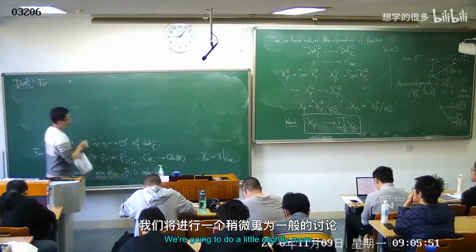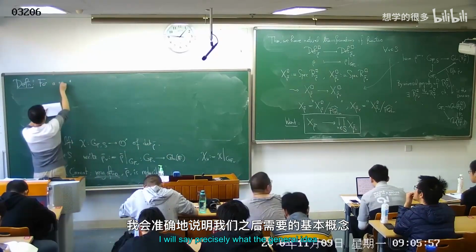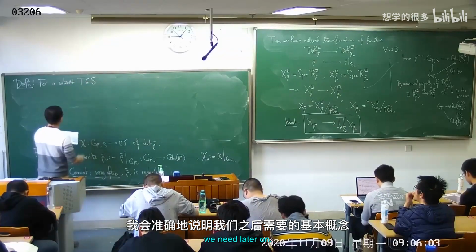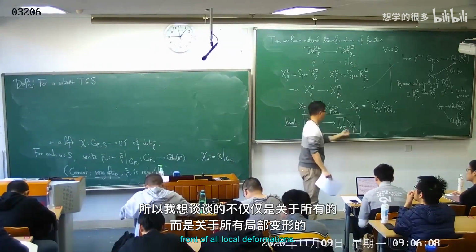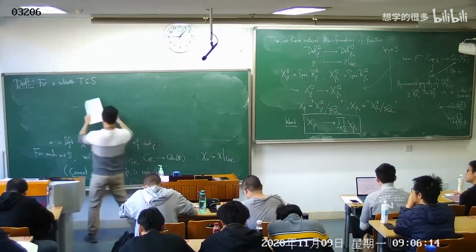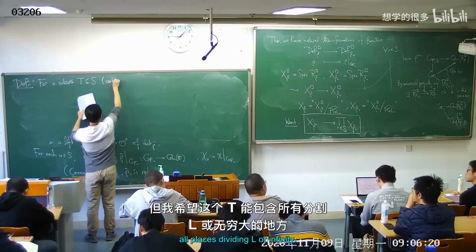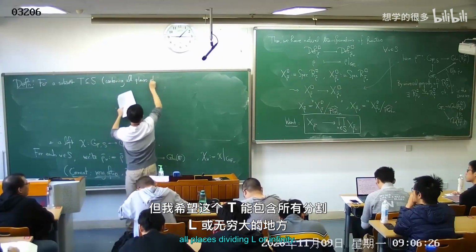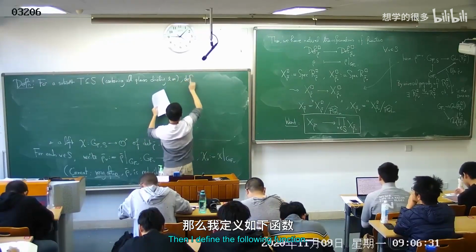We're going to do something slightly more general. This is required for later application. I will say precisely what generality we need later on. So I want to talk about not relative to the product of all local deformations. I want to take the product over some subset of the local deformations. But I want T to contain all places dividing L or infinity.